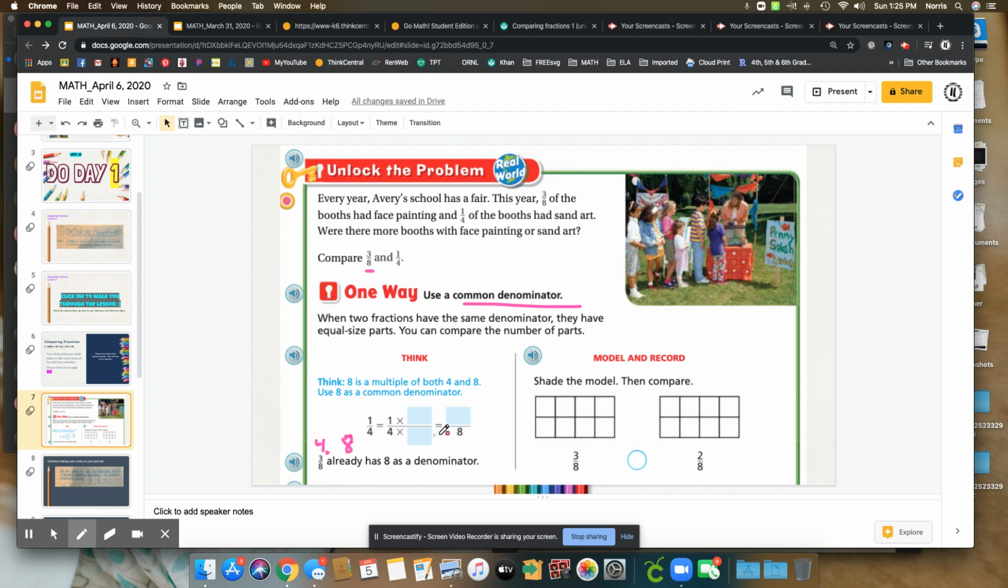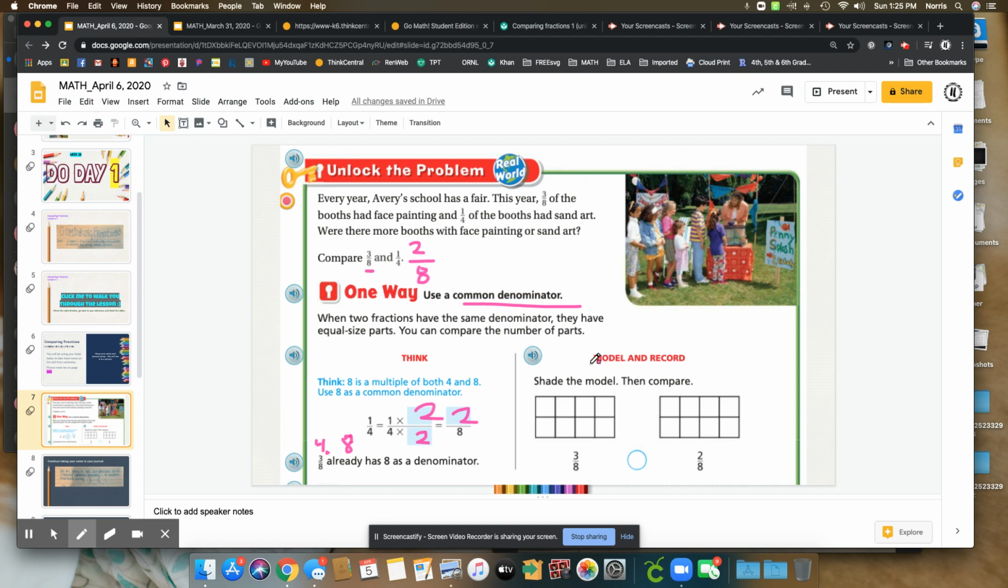So how did I get from 4 to 8? I multiplied by 2. What I do to the denominator, I have to do to the numerator. 1 times 2 is 2. So really what I'm comparing is 3/8 and 2/8. Yes, because we just found that common denominator, okay?